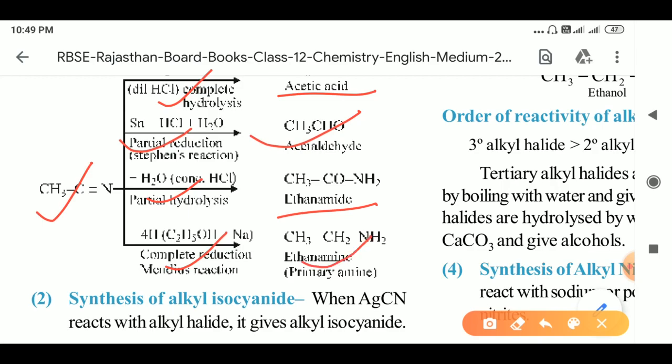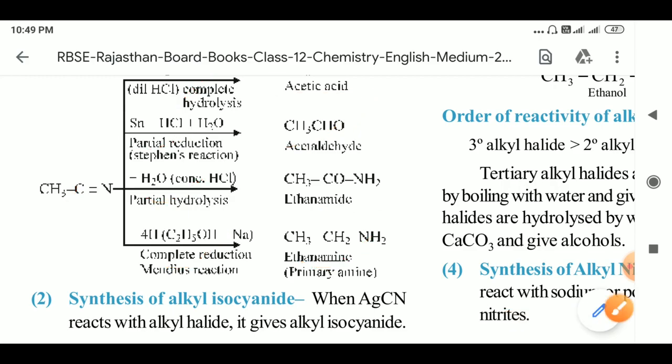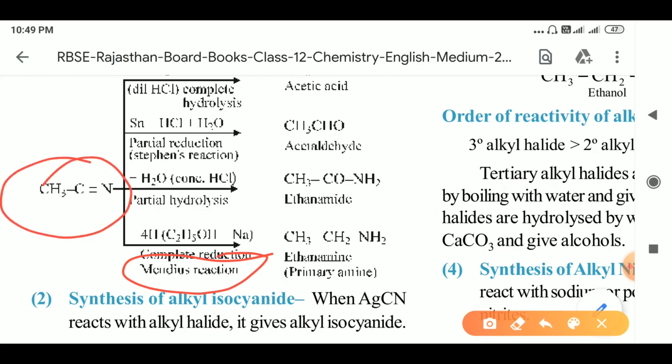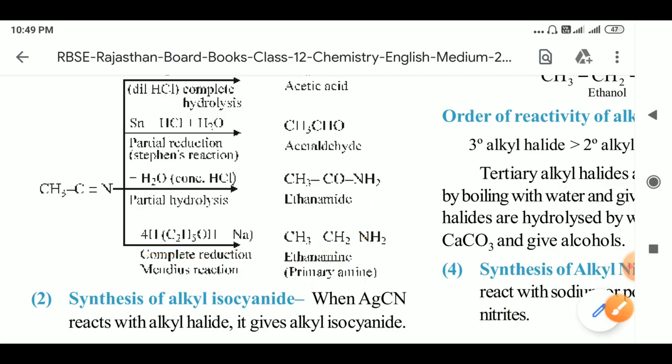Here are two named reactions, the Stephen reaction and the Mendius reaction. This last one is known as the Mendius reaction. Complete reduction of CH3CN is known as the Mendius reaction, and it gives CH3CH2NH2, again a primary amine, a 1 degree amine. So that is the Mendius reaction and the Stephen reaction.